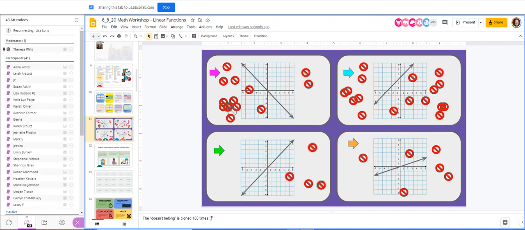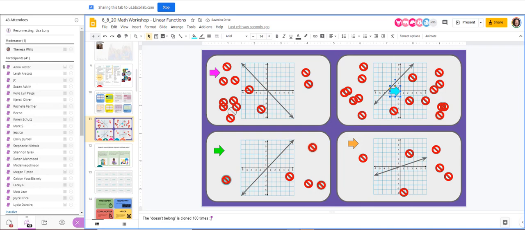Anna Foster, tell us which colored arrow did you say didn't belong and why? Okay, I said the blue one because that is the only line that does not go through the origin. Oh, it doesn't go through the origin, which is that little point there at 0, 0.